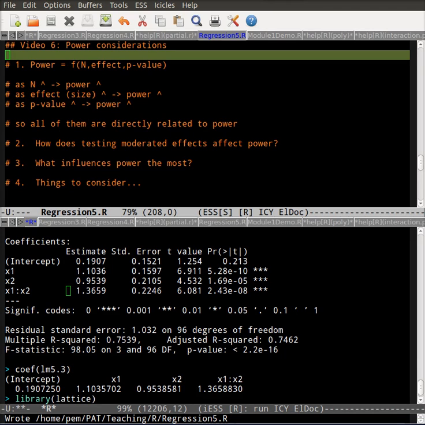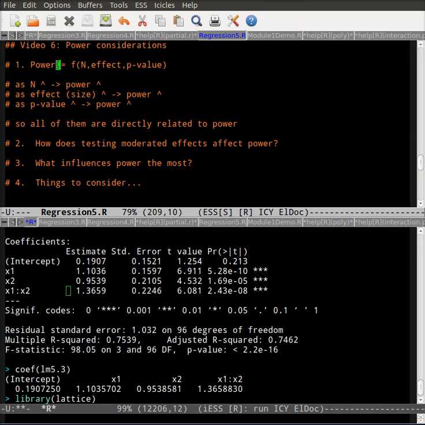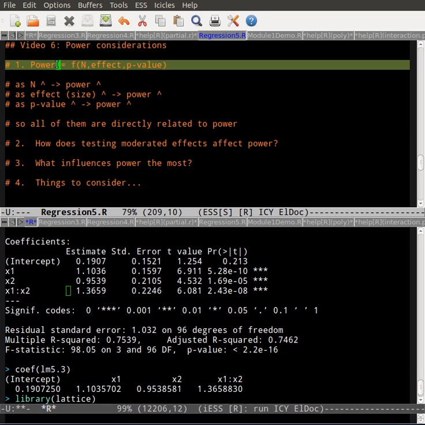This is a simple video, and it's focused on the power considerations of testing moderated effects. Before I go into what the power considerations are, I want to review just quickly what power is a function of. You can see in this first line, power is a function of sample size, effect sizes, and the p-value, the critical p.